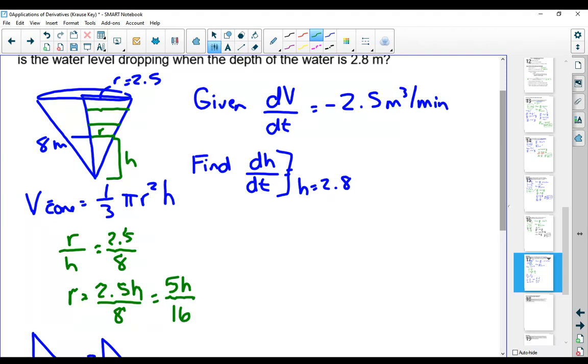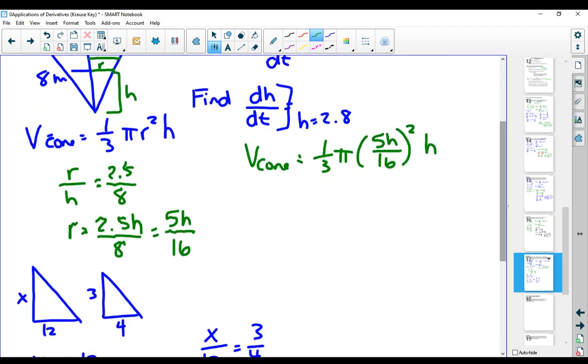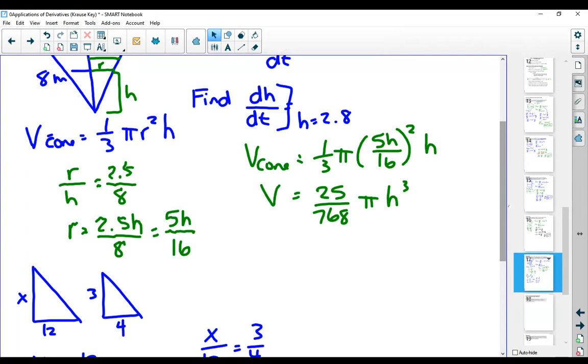Now that we have a relationship between our r and our h, we can go back to our original formula. So the volume of the cone was 1/3 times pi. Instead of r, though, we're going to write 5h over 16 squared times h. And we'll simplify before we take the derivative. So simplifying, 1/3 times 5/16 squared gives me 25 over 768. And we've got a pi, and h squared times h gives me h cubed. So this is the volume, and from there I'm going to take my derivative.